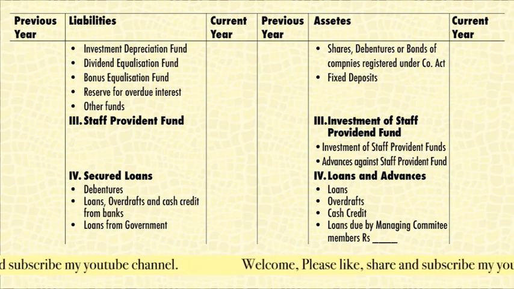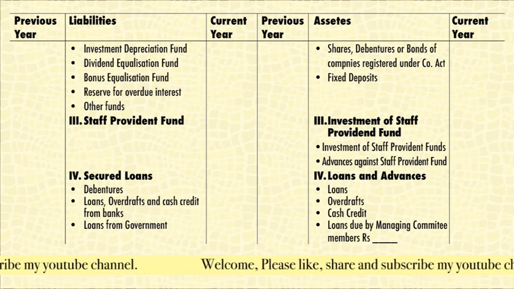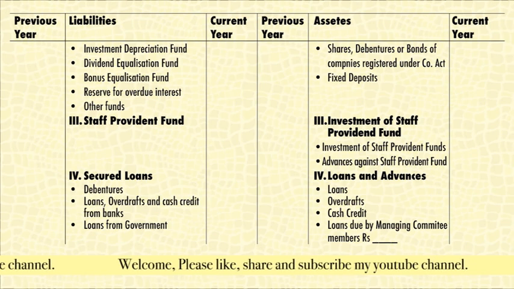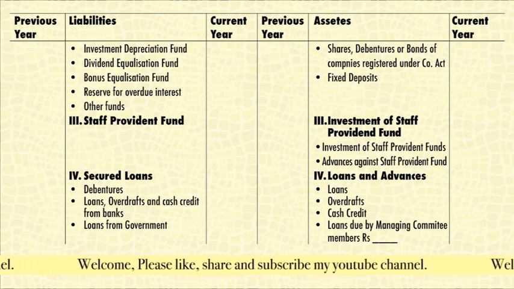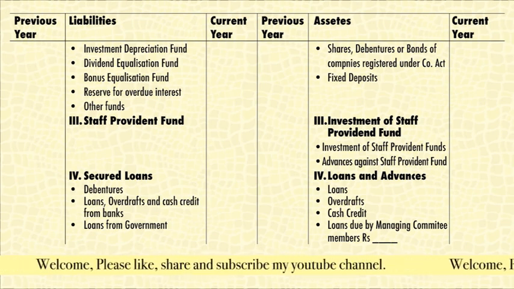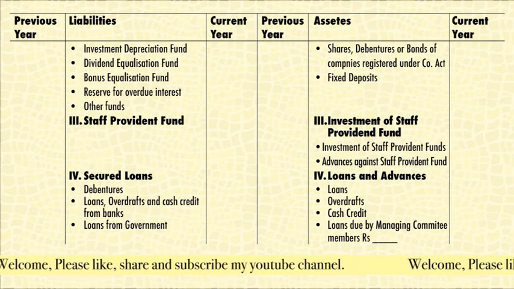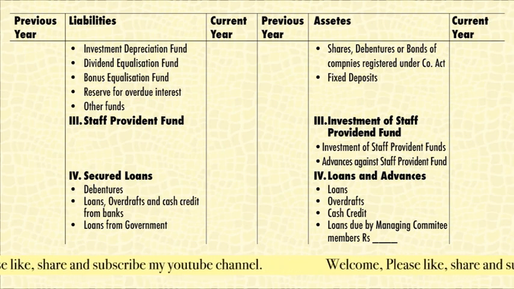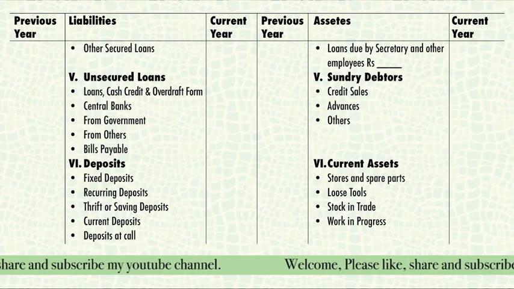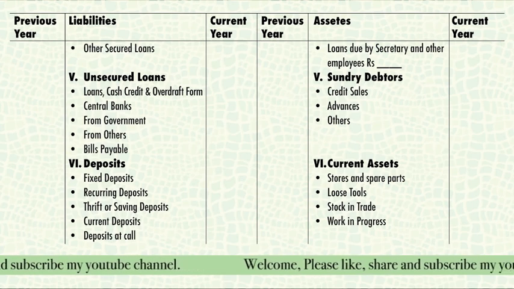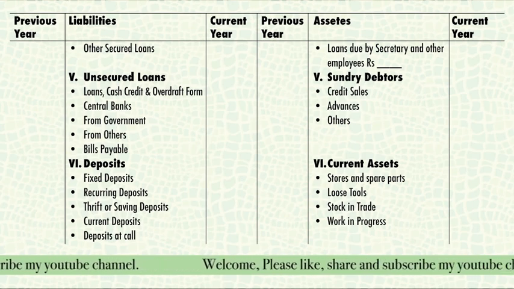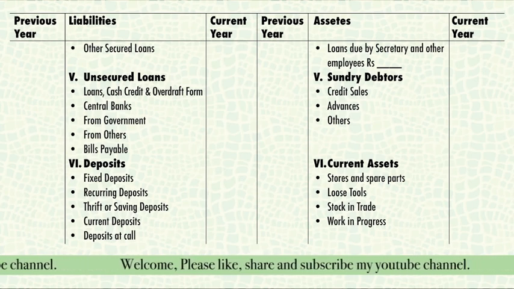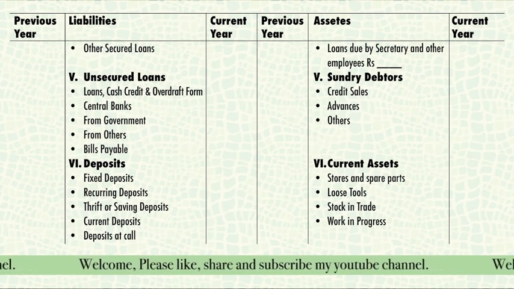The third part is staff provident fund. You have to show that separately. Always, if it is given in the question, you have to take the amount from there. The fourth is secured loan. Under secured loan, you have to take the debentures, loans, overdrafts and cash credit from banks, loans from government, and other secured loans. The fifth part is unsecured loans. Under that, loans, cash credit and overdraft from central banks, from governments, from others, and bills payable.